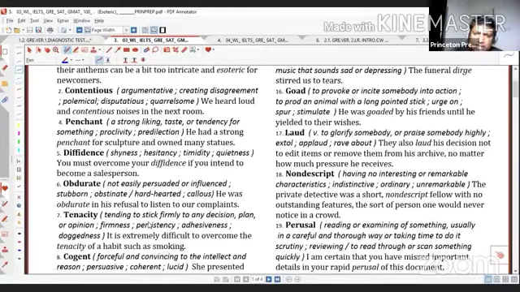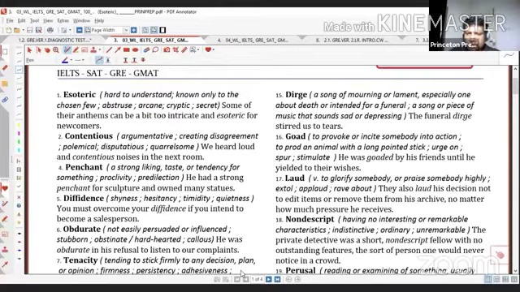The next word is goad, G-O-A-D. What's that? Goad is to provoke or incite somebody into action, to prod an animal with a long pointed stick, arouse or spur. মানে বাংলায় যেটা গুতানো বলে, লাঠি দিয়ে গুতানো, হ্যাঁ.